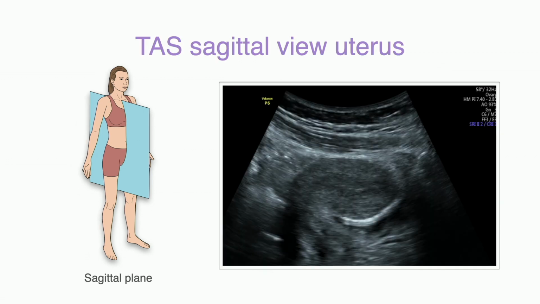Here you see a uterus on a sagittal plane on transabdominal ultrasound. Remember, the uterus is a pear-shaped organ. It appears homogeneous on ultrasound, and it has a hyperechogenic midline, the endometrium. You can usually find the uterus on transabdominal ultrasound. However, it might be more difficult to find the ovaries.